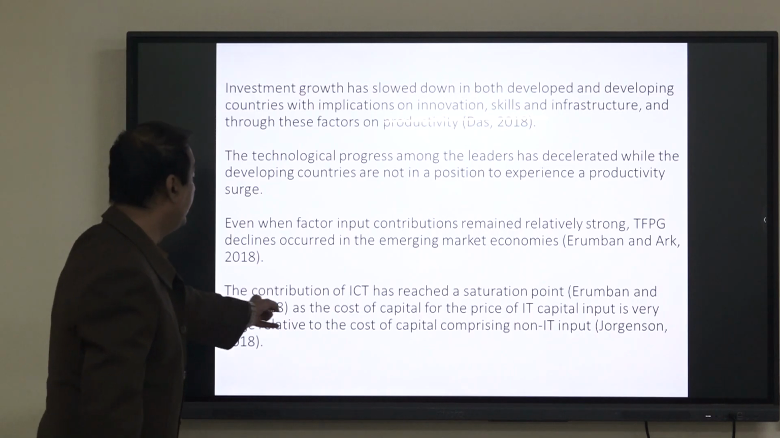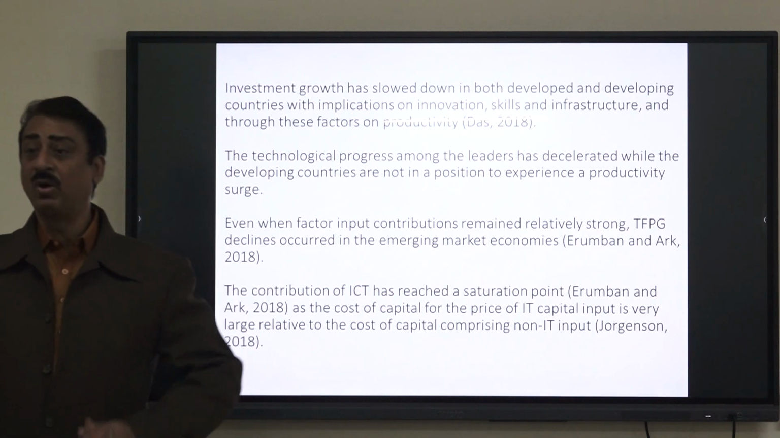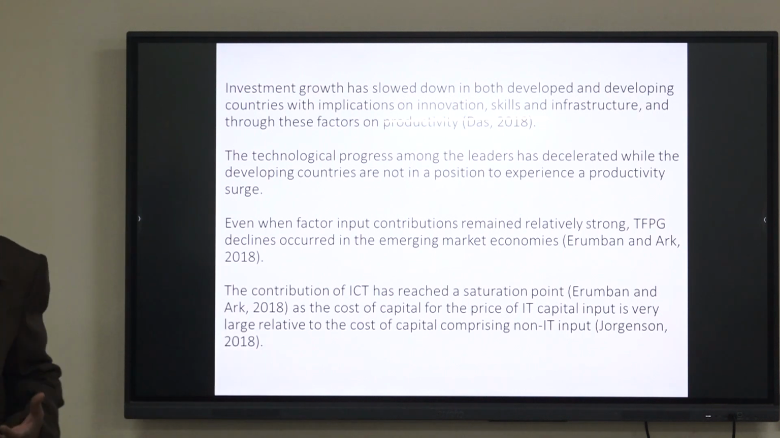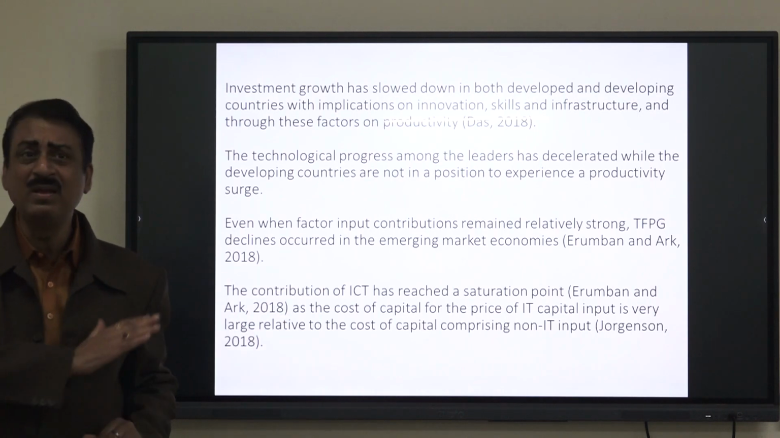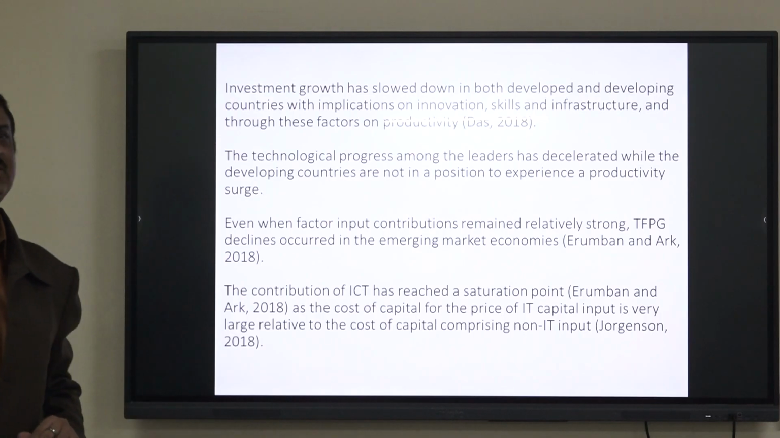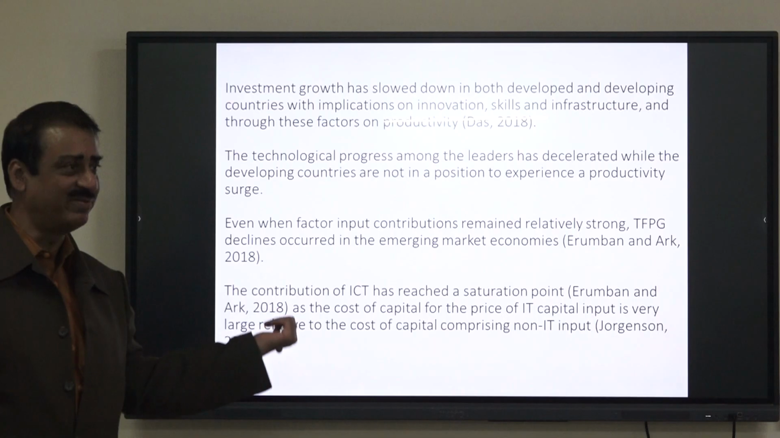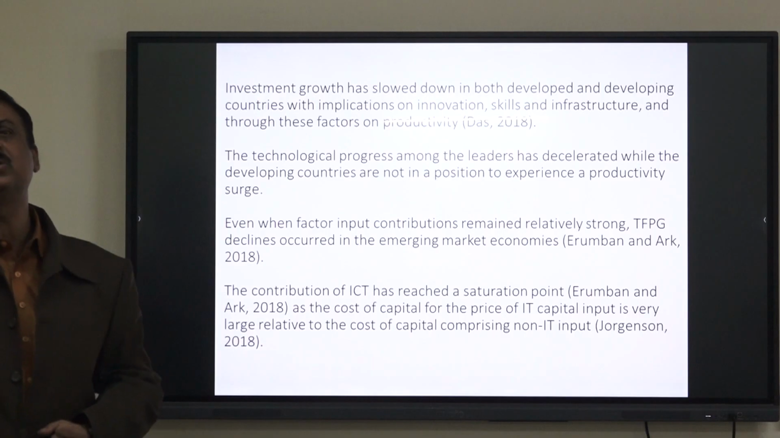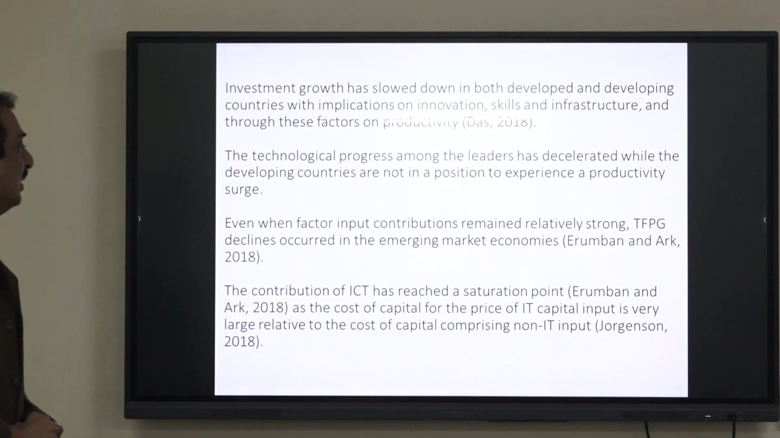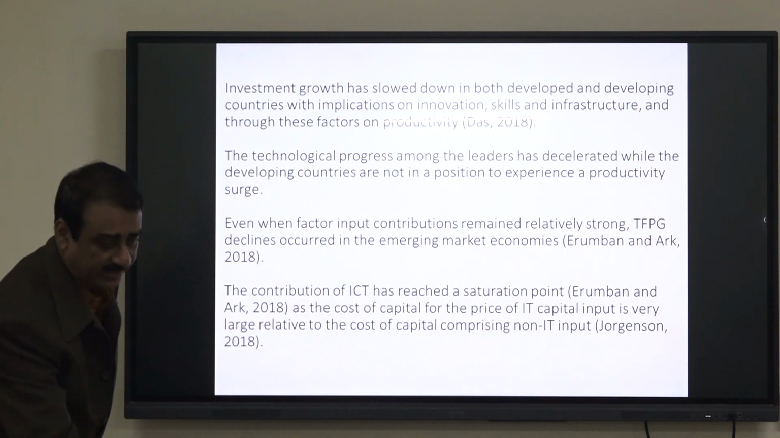And the other point relates to the contribution of ICT, which has reached a saturation point. Whatever the ICT sector could contribute in terms of total factor productivity growth has already been done. In the last 10 years, whatever advancement is taking place in the ICT sector is only marginal. It's not really a significant breakthrough compared to the 60s or 70s or 80s. In the 90s we experienced a major breakthrough, but after that it is only some marginal additions. So therefore your total factor productivity growth is not really picking up significantly.